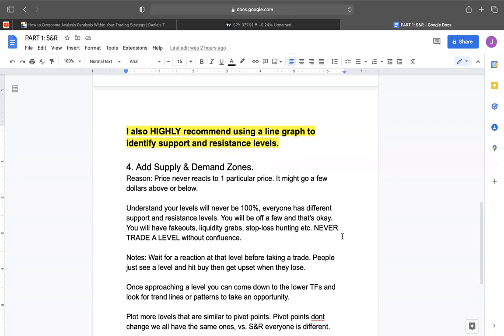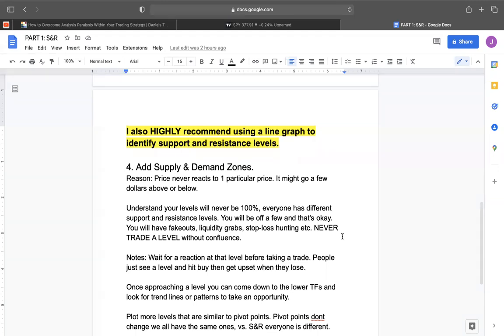You will have fake outs, liquidity grabs, stop loss hunting, etc. Anything that the market makers want to do to beat retail, they're going to do it. So understand, you will see a lot of times where we have those fake outs where a stock will go above certain resistance levels just to pull back, stuff like that. That's why we never want to trade a level without confluence.